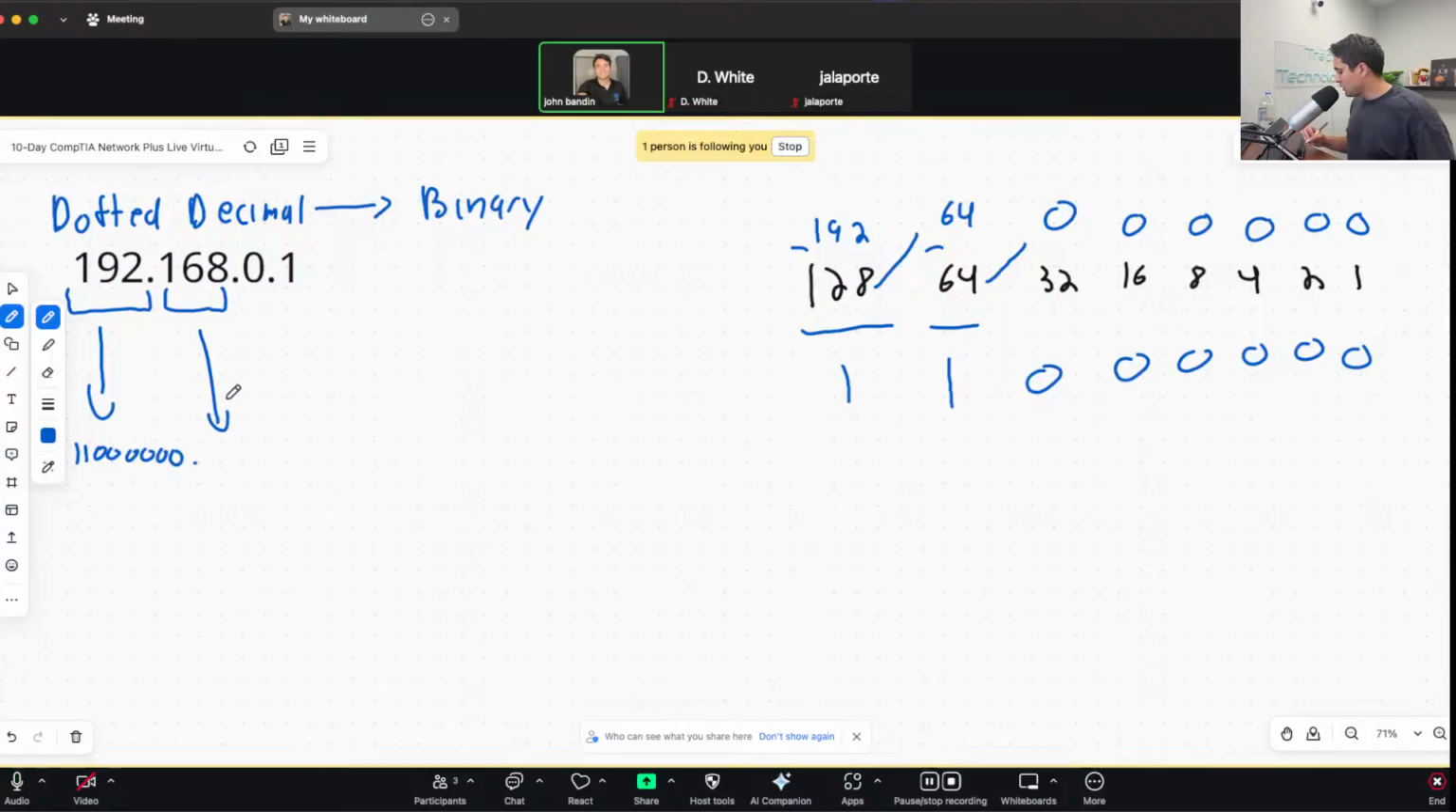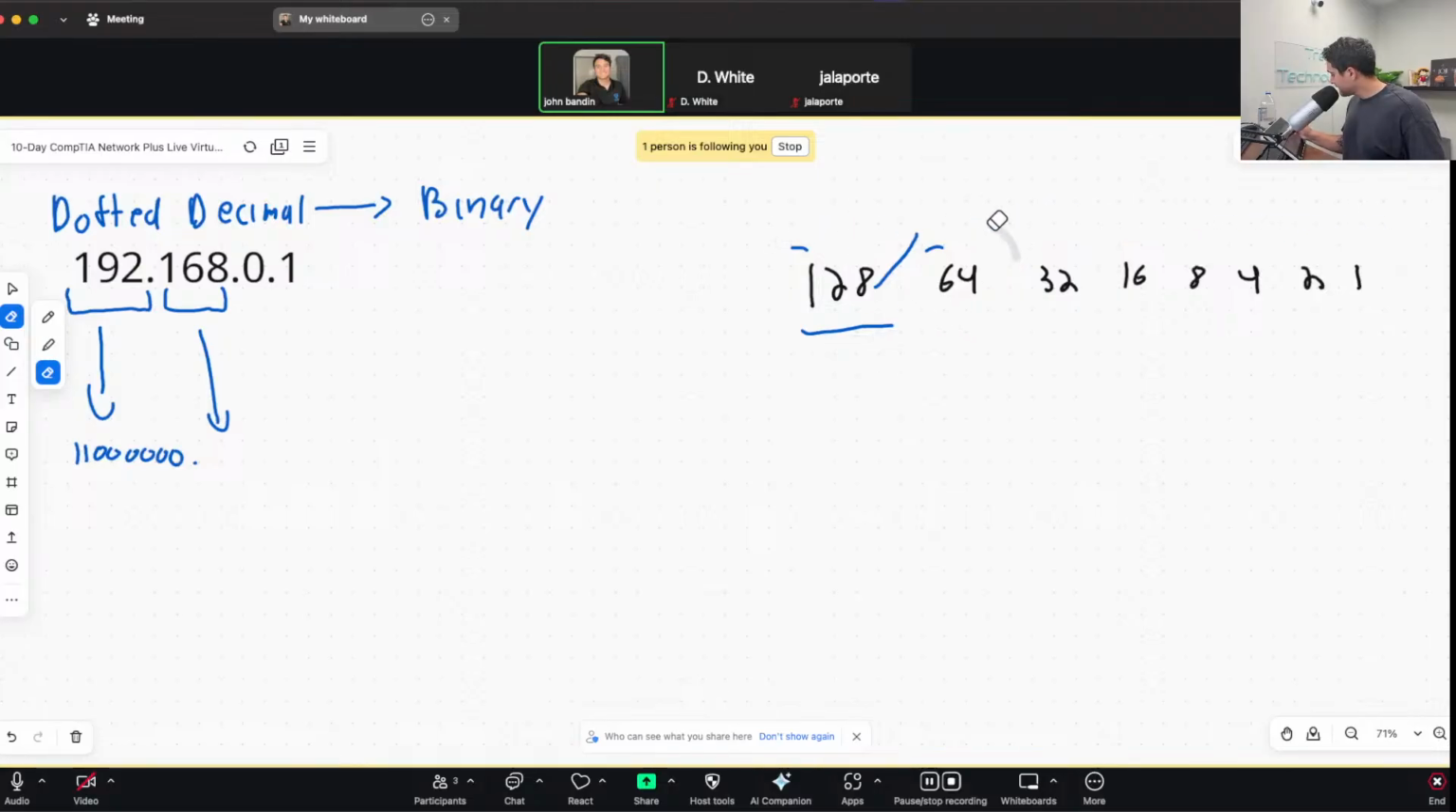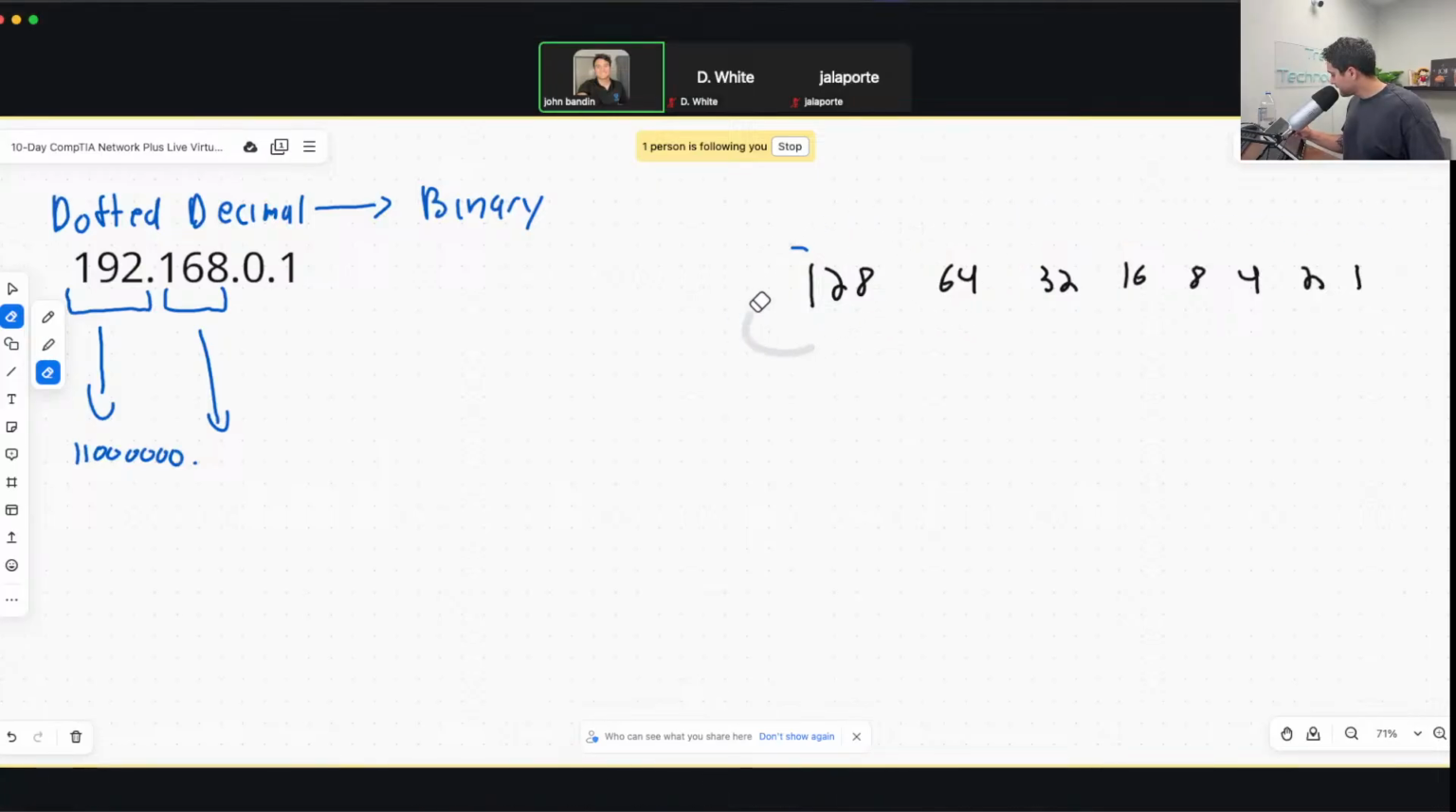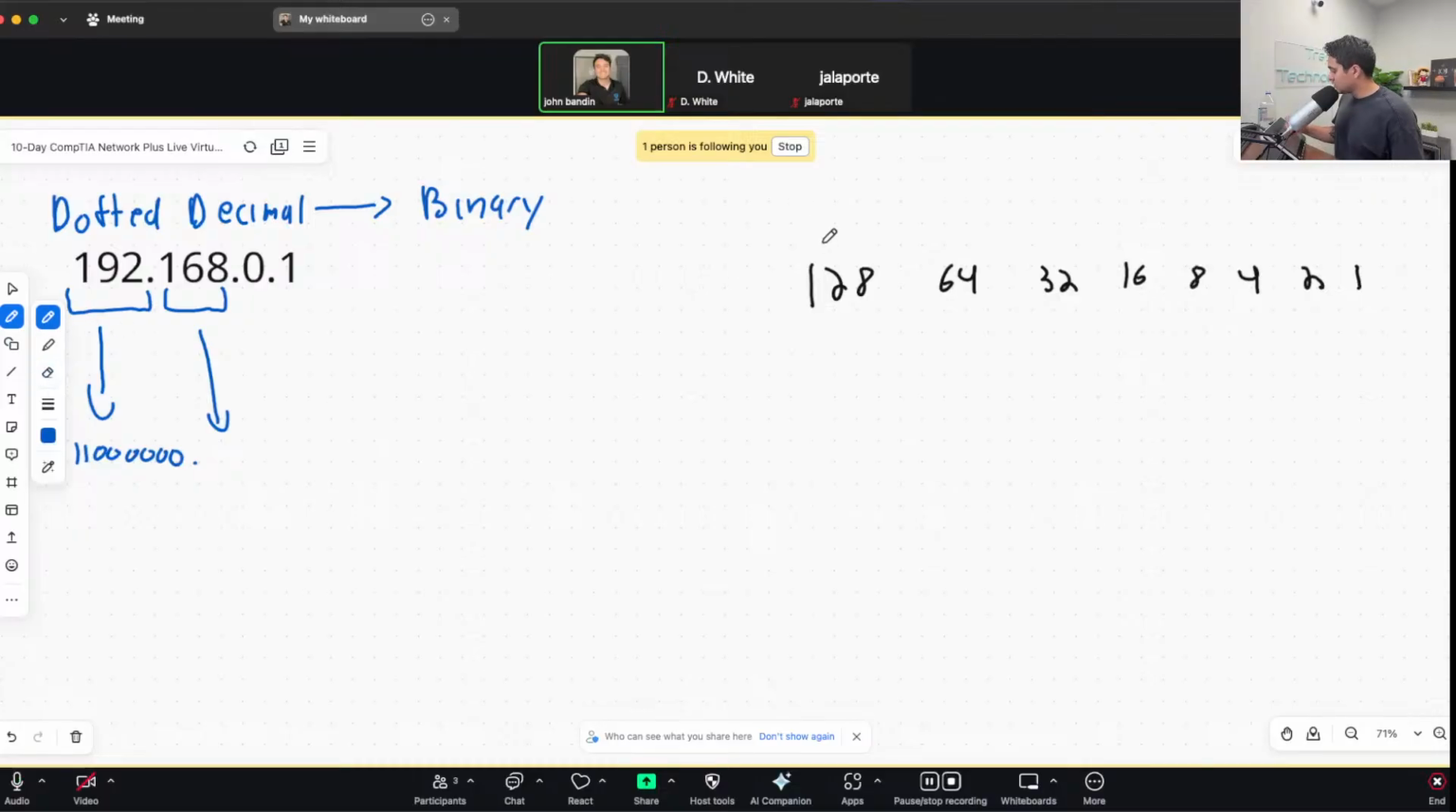Now, let's convert 168. Let's do it. So we're going to ask the same exact question and do the same exact thing. Is 168 greater than or equal to 128? Yes, it is. That's an on bit.